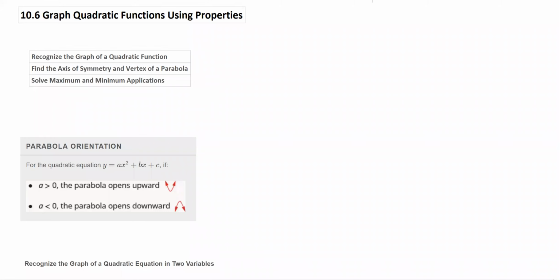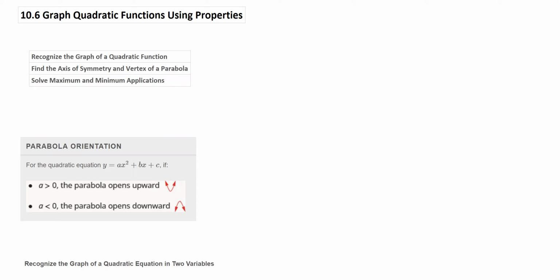Hello everyone, welcome to 10.6 Graph Quadratic Functions using Properties. Here we look at three objectives: to recognize the graph of a quadratic function, find the axis of symmetry and vertex of a parabola, and lastly to solve maximum and minimum applications.